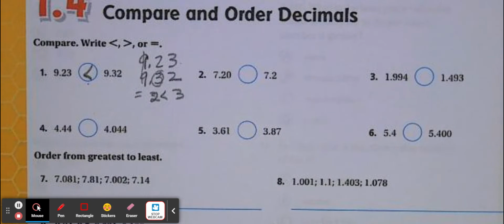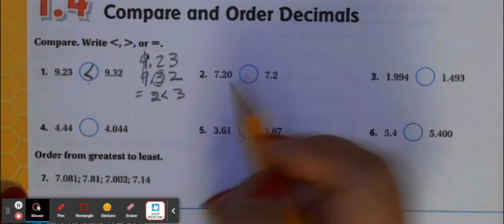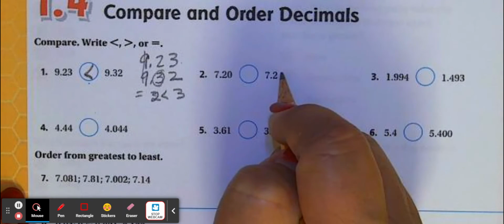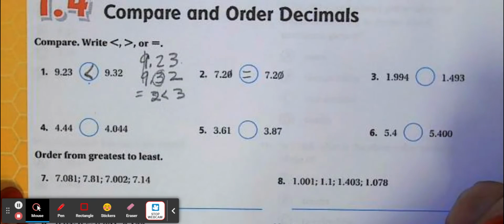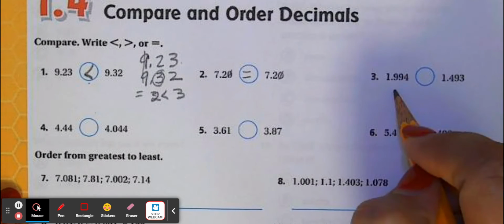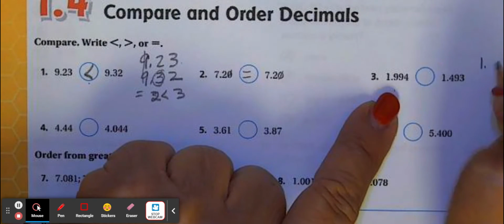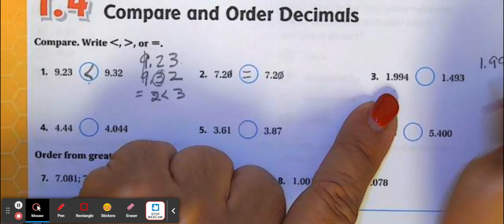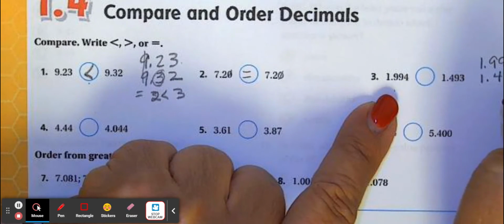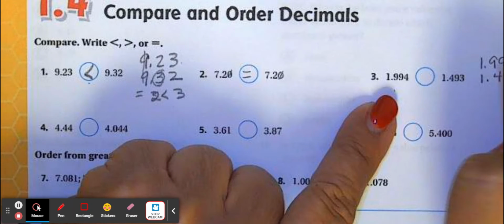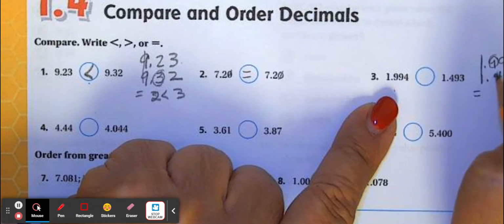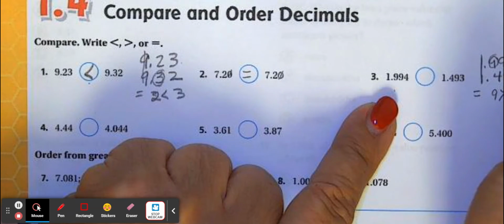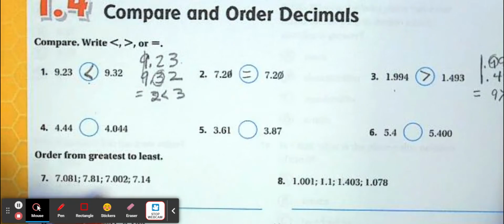Let's look at the next one. And number 2, we said that this was equal. You can add a 0 here, or you can just take the zeros off, and it is equal to each other. Number 3, I'm going to stack these up. Can you easily see it? If you start stacking and doing a place value chart, make sure that you are lining up your decimals. I can see that first of all, the ones place is equal. Then in the tens place, 9 is greater than 4, so it's going to be the greater than.